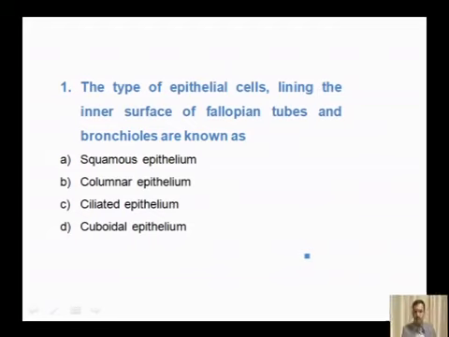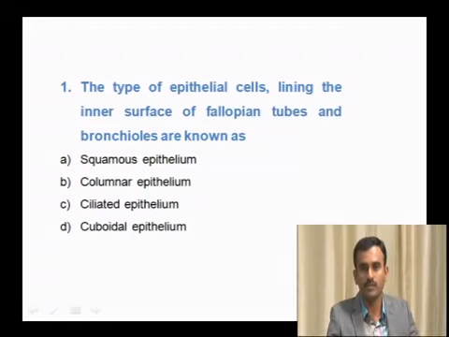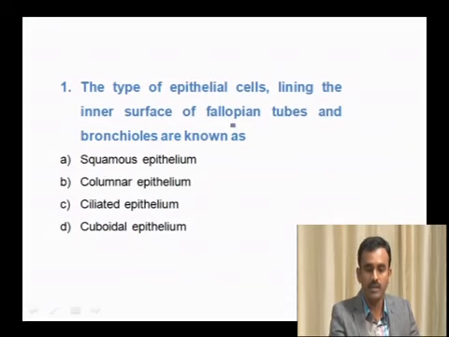Now let us take some of the objective questions from this chapter. The first question: the type of epithelial cell lying in the inner surface of the fallopian tube and bronchioles is known as. The cells present in the inner surface of the fallopian tube contain thin hair-like structures at the free end called cilia, and such epithelial cells are called ciliated epithelial cells.